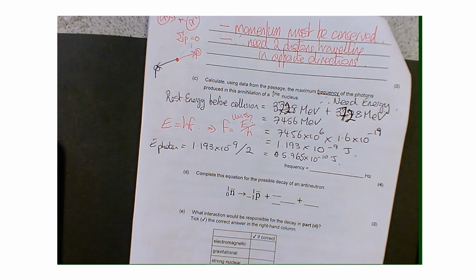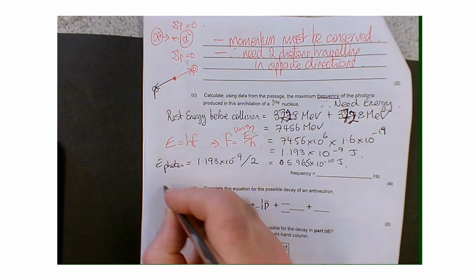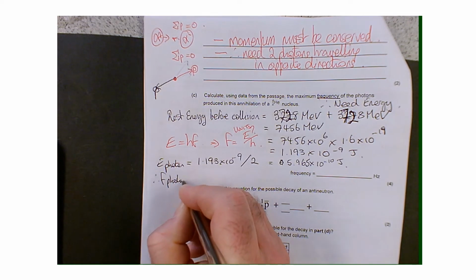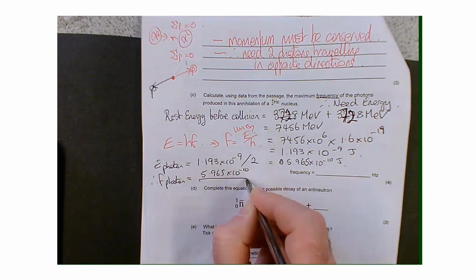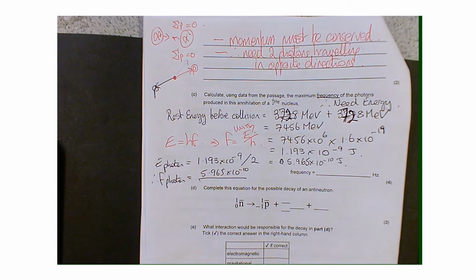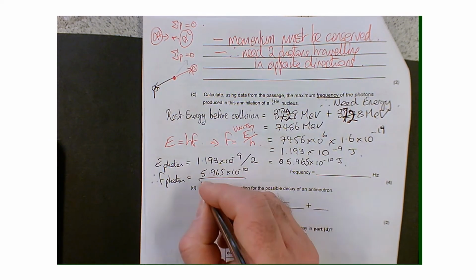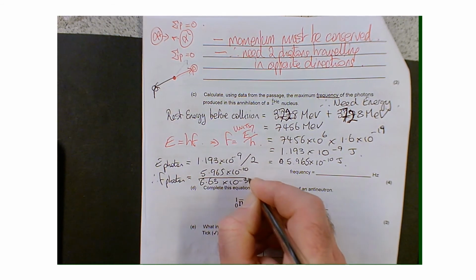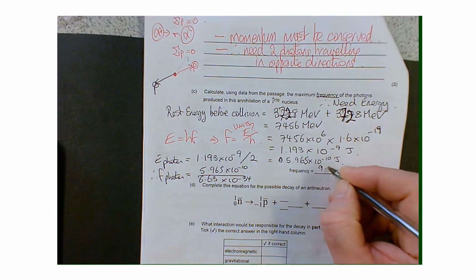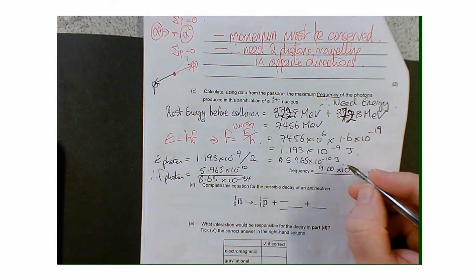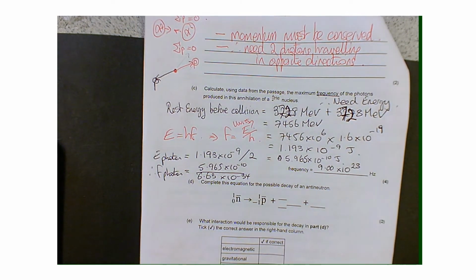5.965 by 10 to the minus 10, and I'm going to divide that by Planck's constant. Therefore the frequency of the photon is equal to 5.965 by 10 to the minus 10 divided by Planck's constant. Somebody can look up Planck's constant for me and shout it out, please. 6.63 times 10 to the minus 34, and that gives me an answer of 9.00 by 10 to the 23 hertz.